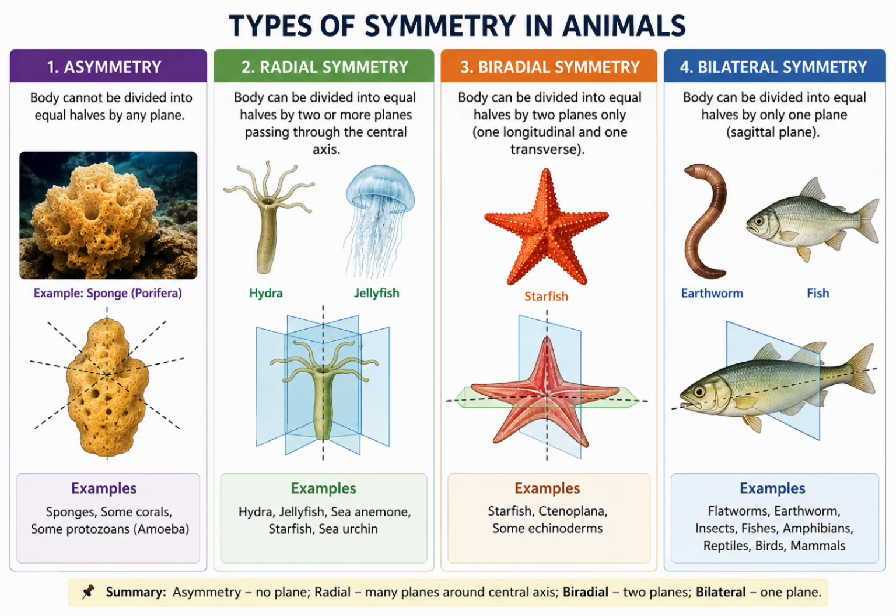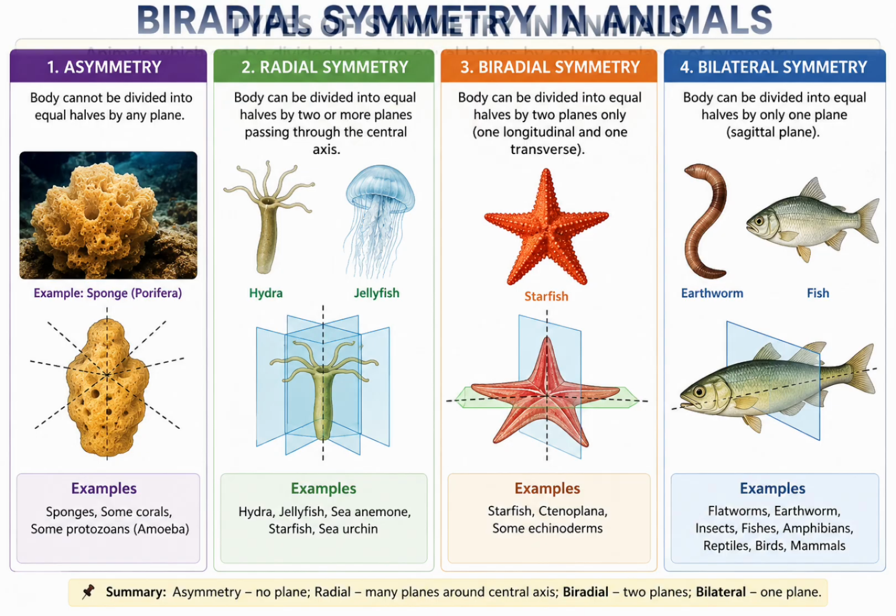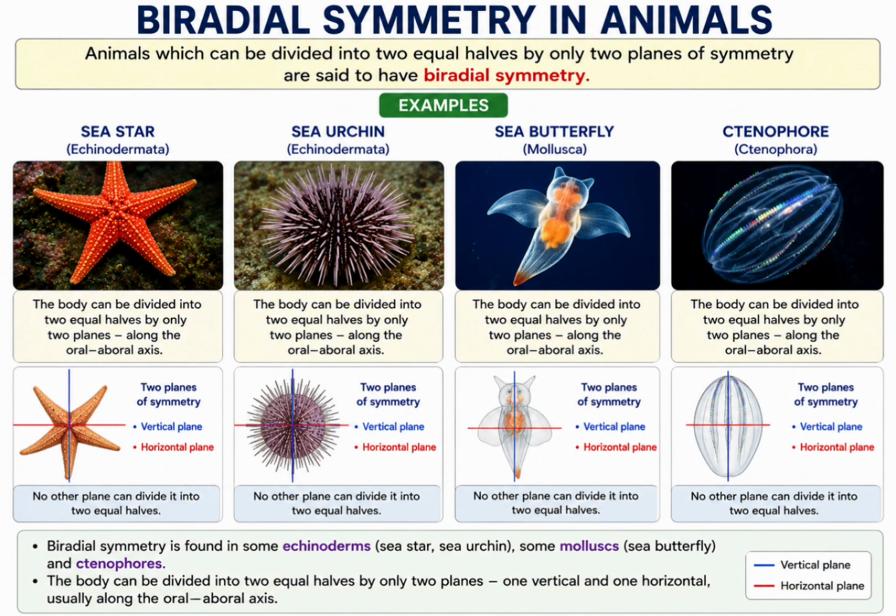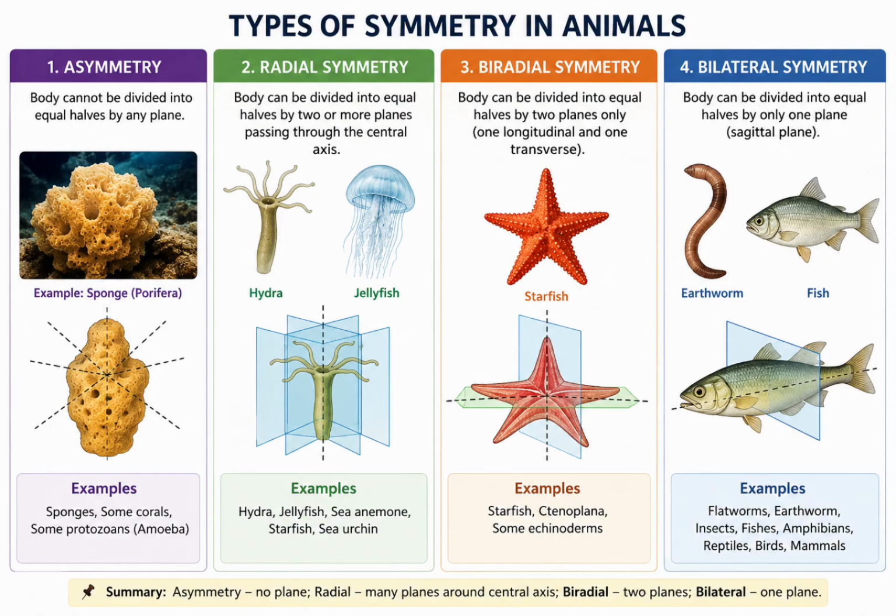Okay, then the next type of symmetry is biradial symmetry. It is a modified form of radial symmetry where the body can be divided into two equal halves only by two specific planes passing through the central axis, because certain body structures such as tentacles or comb plates are arranged in pairs. Okay, so for example, the phylum Ctenophora. You can see the picture present over here. The last type of symmetry is bilateral symmetry.